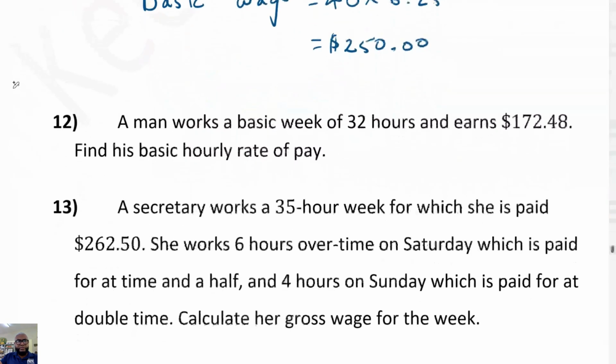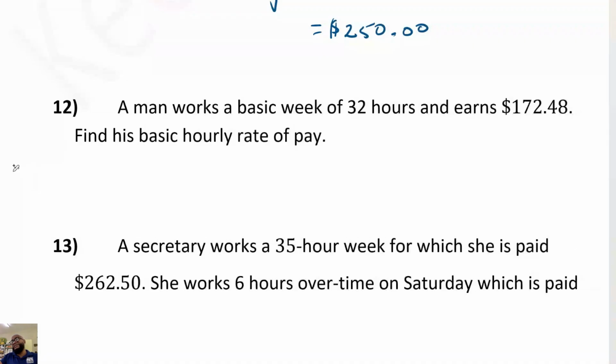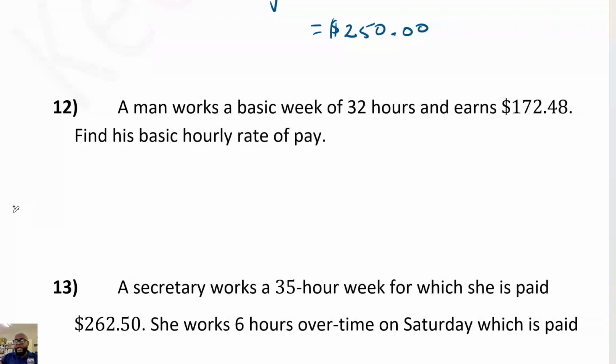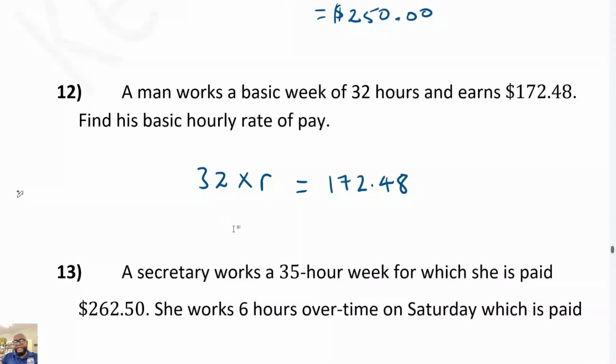Right, we're going again. A man works a basic week of 32 hours and earns $172.48. Find his basic hourly pay. So basically it's 32 multiplied by some value, let's call it W, is equal to 172.48. So you have to find W, which is your rate. I'd rather call it R. So you have to divide that? Yeah, divide. Excellent. So you have to find R, which will be your hourly rate, right?